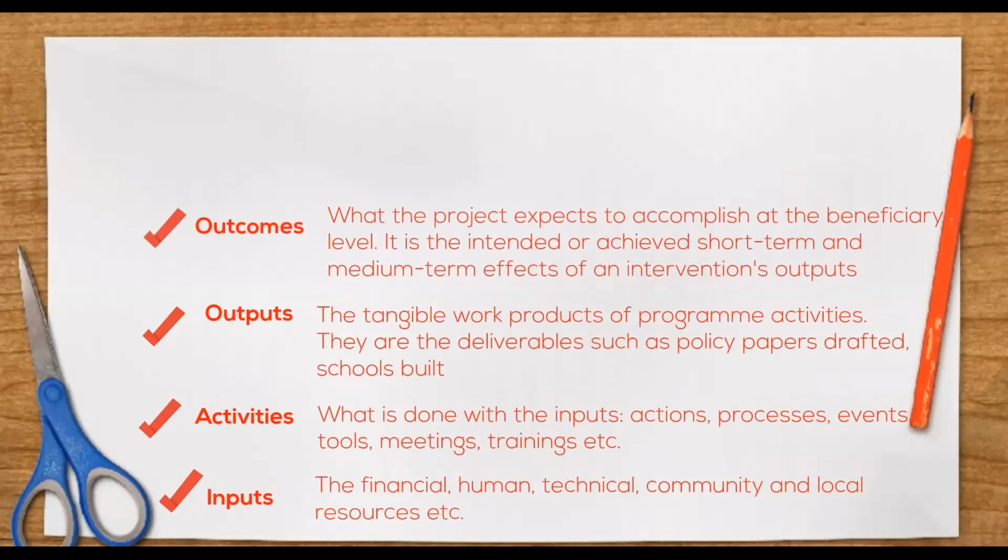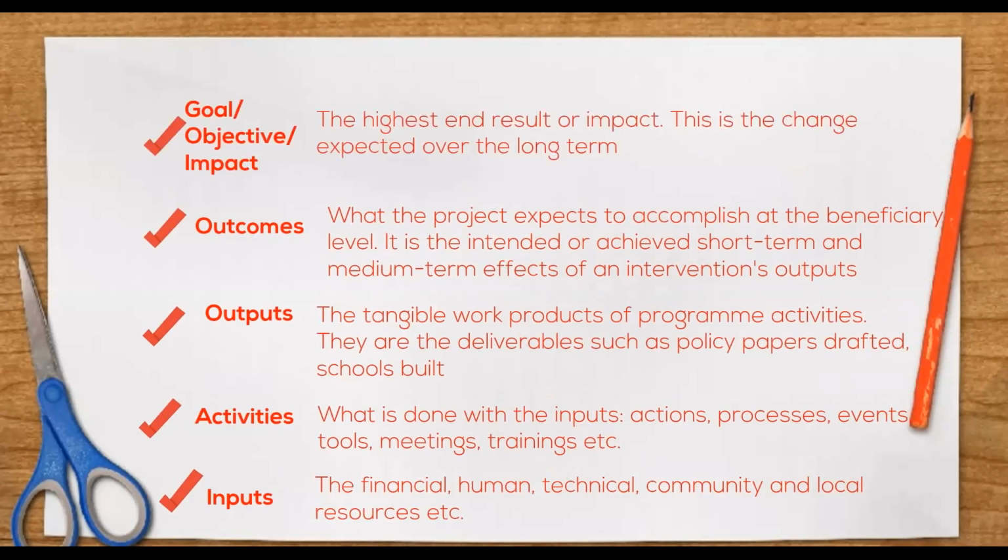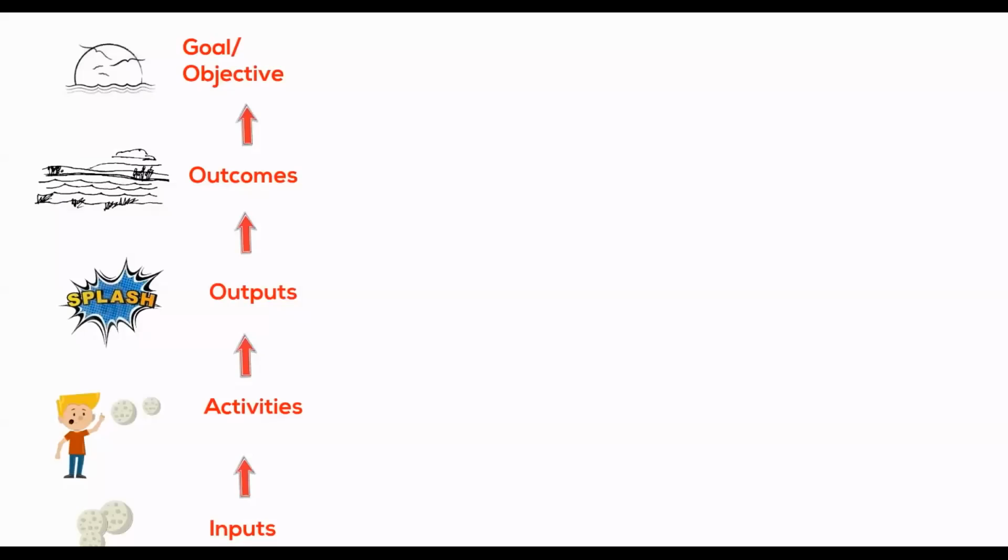Outcomes are what the project expects to accomplish at the beneficiary level. It is the intended or achieved short-term and medium-term effects of an intervention's outputs. Goal or impact is the highest end result. This is the change expected over the long term. In the logical framework, the different steps are ordered sequentially. Activities feed into outputs, which lead to outcomes, which achieve the overall goals.